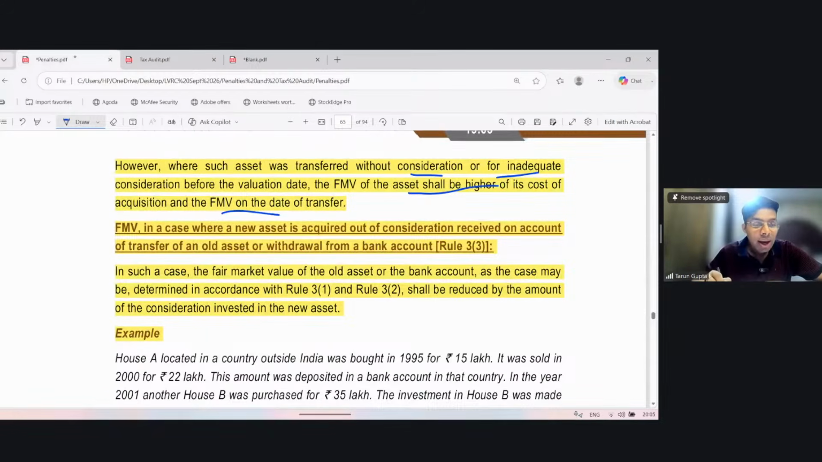What it says? Fair market value in a case where a new asset is acquired out of consideration received on account of transfer of an old asset or withdrawal from a bank account. In such a case, the fair market value of the old asset or the bank account, as the case may be, determined in accordance with Rule 3.1 or 3.2, shall be reduced by the amount of consideration invested in the new asset. So whatever value you have determined for the old asset, such value shall be reduced by the amount of the consideration invested in the new asset. Okay?